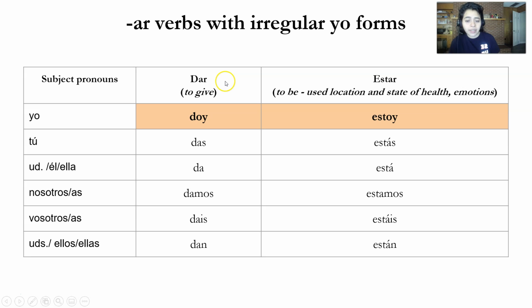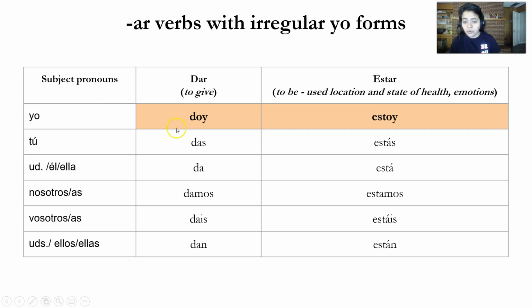Here in the chart, we have dar and estar. Those are the only ones you have to memorize. Dar means to give, and estar means to be. This to be is used for location and state of health and emotions. In later lessons, we're going to see the difference between ser and estar. Remember that in English, you just have one verb to be. But in Spanish, we have estar and ser, and those two verbs have different meanings, and they are not interchangeable. So we are going to see the different uses between them.